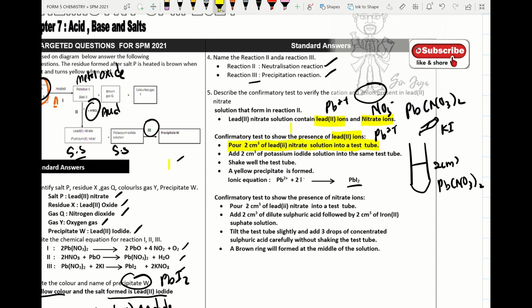Pour 2 cm³ of lead(II) nitrate solution into a test tube. Add 2 cm³ of potassium iodide solution. Shake well the test tube. A yellow precipitate is formed. So the ionic equation is given.